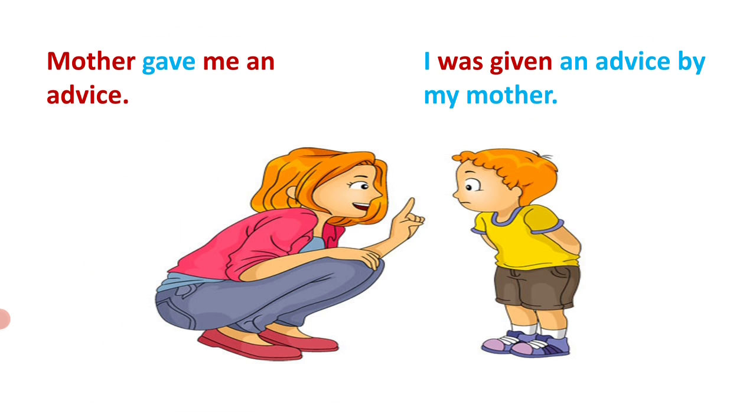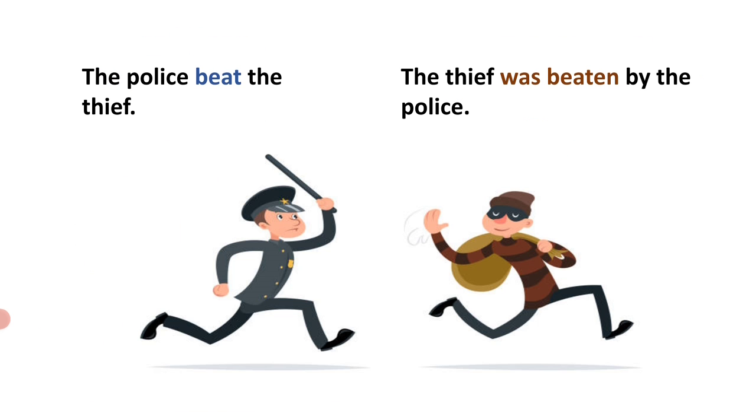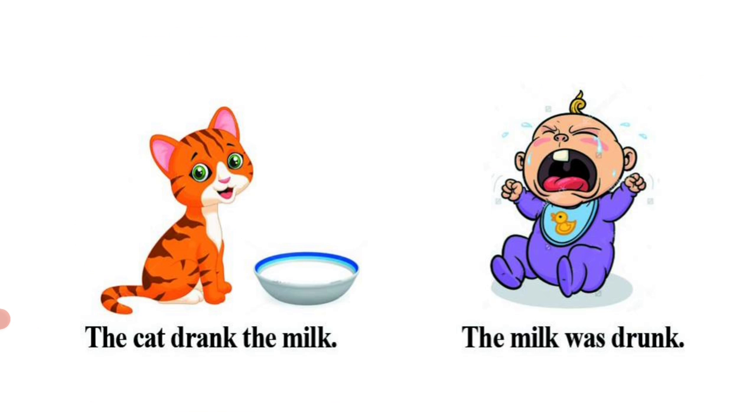Receiving what? An advice. Now, in these two sentences, the police beat the thief or the thief was beaten by the police. So, now again in the first sentence, the police is doing the action of beating. It means the police is active. But the thief is inactive or passive because he is doing nothing but receiving the result of action. He was beaten. In the last two sentences, the cat drank the milk, the milk was drunk. Here again, the cat is active because it is doing the action of drinking the milk, and the milk was drunk. The milk is obviously inactive, passive. It has nothing to do over here.